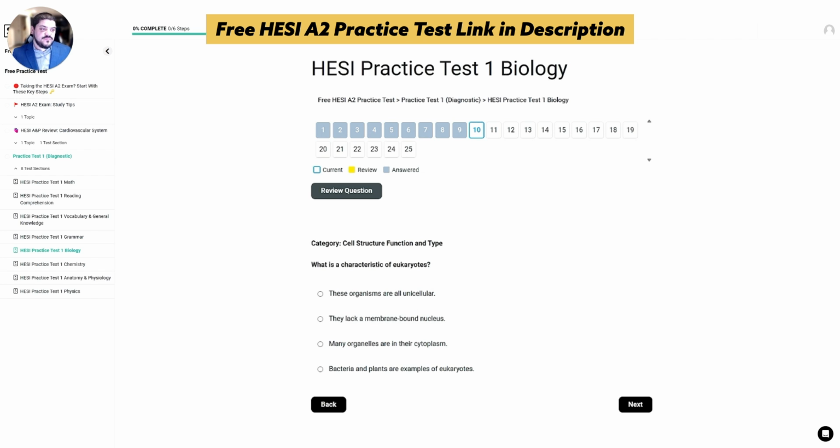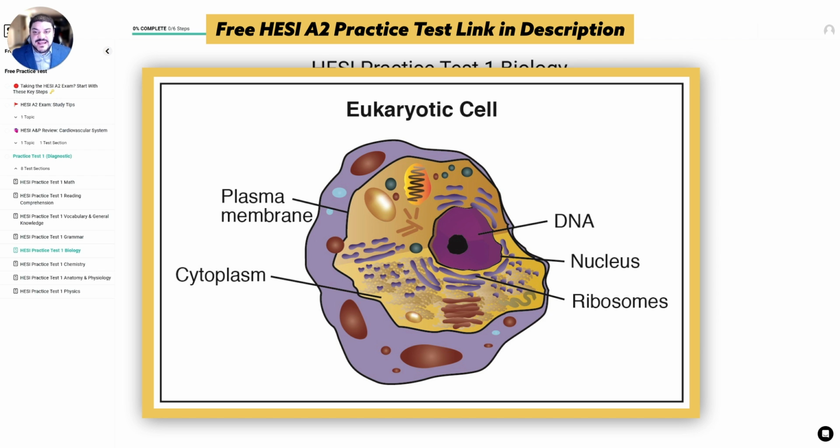Question 10. All right, keep it going. What is a characteristic of eukaryotes? These organisms are unicellular. They lack the membrane-bound nucleus. Many organelles are in their cytoplasm. Bacteria and plants are examples of eukaryotes. All right, you should be confident with this answer based on all the other questions that we've had so far. A characteristic of eukaryotes is that C, many organelles are in their cytoplasm.